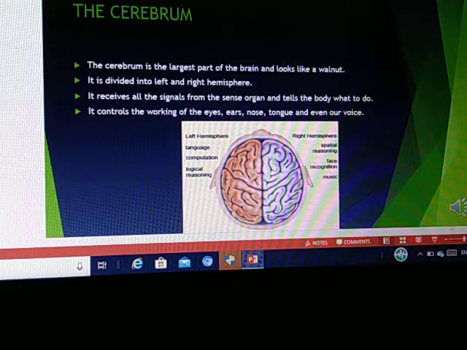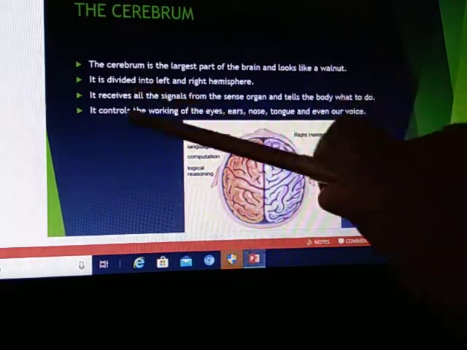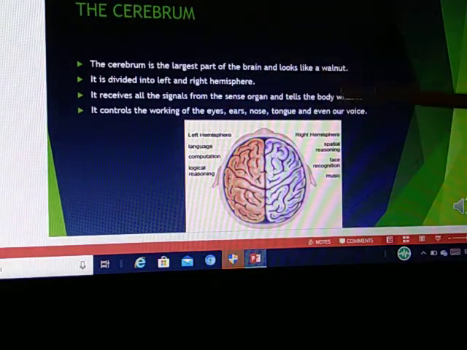Okay, so voluntary action means that decision or action which is done by your own desire or on yourself. The decision you take as per your desire, that action or decision is taken by which part of your brain? Then it is the cerebrum. Okay, so it receives all the signals from the sense organs and tells the body what to do.